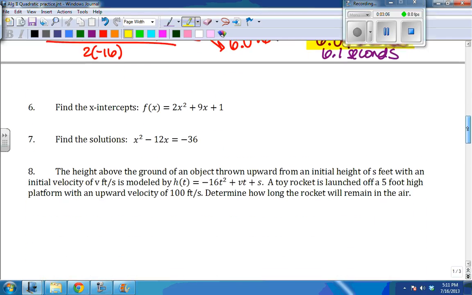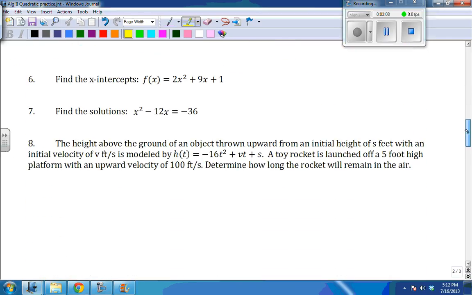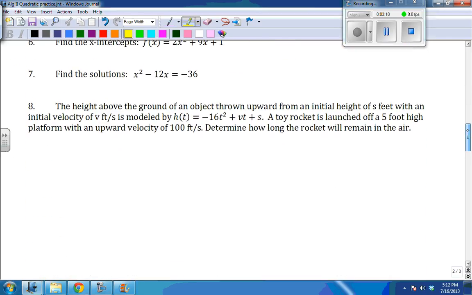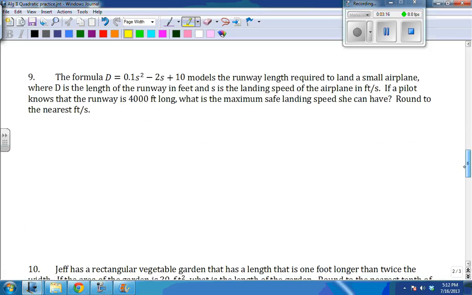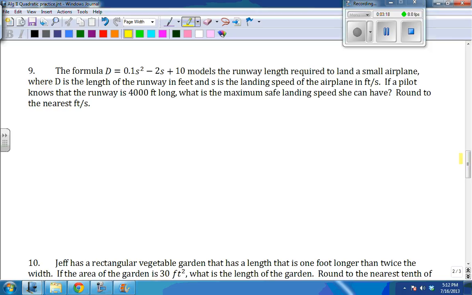Now, let's look at another problem. 6 and 7 are two more symbolic, so we're going to skip them. Now, if you look at number 8, we're going to skip it because we just did it. All right. Now, number 9 is a little bit different because this is no longer about a projectile getting thrown up into the air. It's not about garbage or toy rockets. This is just a different quadratic equation, and this deals with distance.